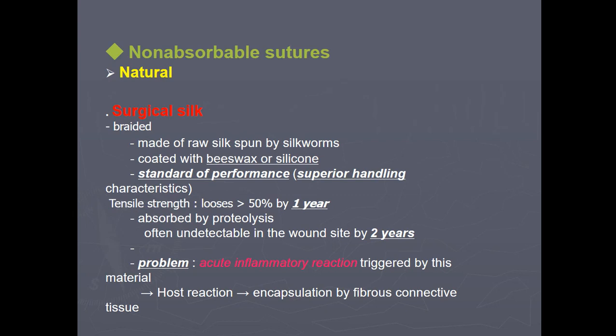The problem is that an acute inflammatory reaction can occur, because silk is a natural protein, and hypersensitivity to that protein can be triggered by this material. Host reaction: encapsulation by fibrous connective tissue, leading to foreign body granuloma-like swelling or sinus formation.